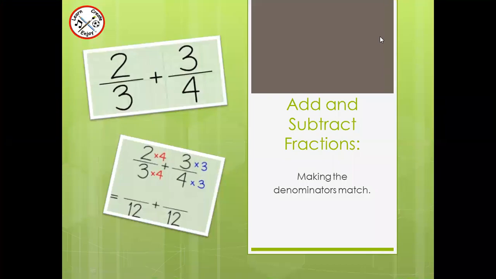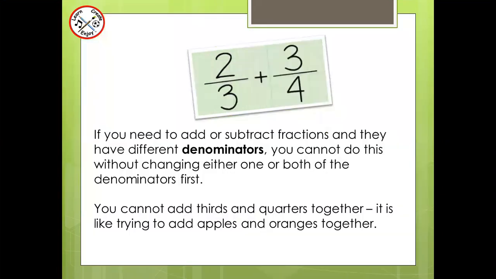Okay, so today you have been set some adding and subtracting of fractions, and that is usually pretty straightforward, unless, of course, the denominators are different. And then you do have to do something to be able to add those two fractions together or take them away before you actually begin your operation. So if you need to add or subtract fractions, and they have those different denominators, like my example does, you cannot do this without changing either one or both of them first.